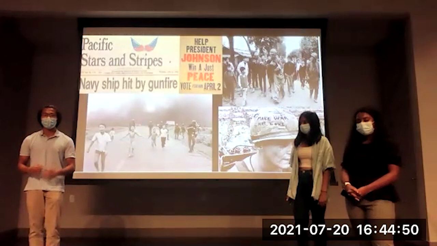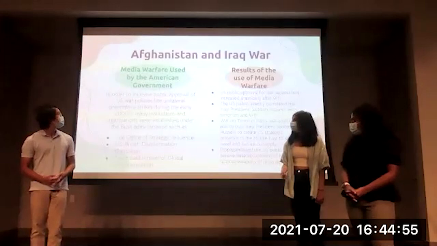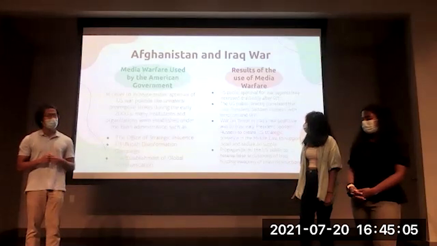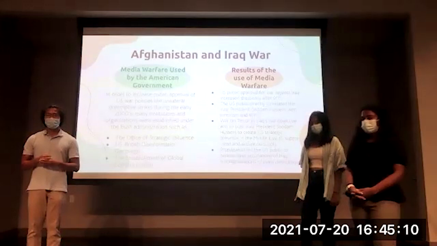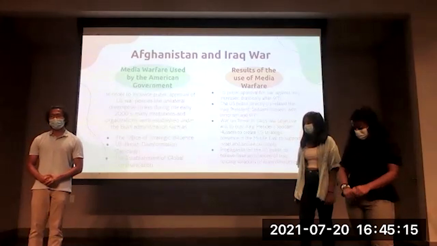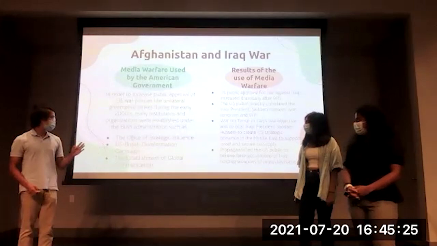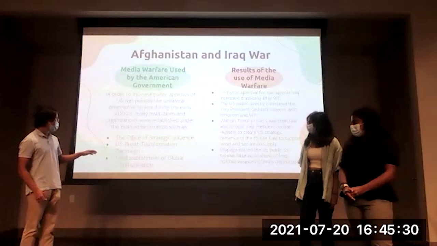And right now we'll go to current day examples. So the first current day example we have is the Afghanistan-Iraq war, which has been going on for basically all of our lifetimes. First I'll be talking about the media warfare used by the American government. Right after the 9/11 attack, the Bush administration just went straight to work and established multiple organizations and institutions. These bottom three right here: the Office of Strategic Influence, also known as the OSI, was established nearly 2 months afterwards. And then the US-British Disinformation Campaign and the establishment of the World Communication Organization as well.